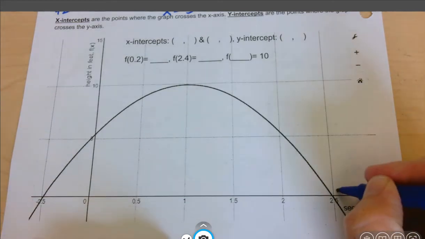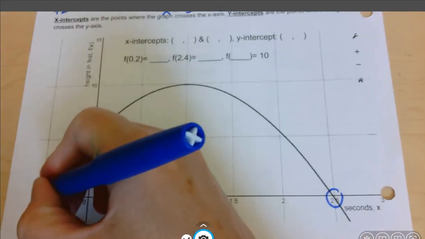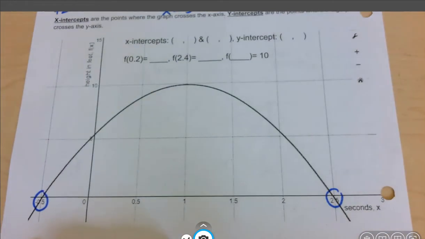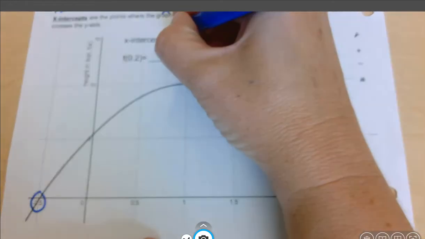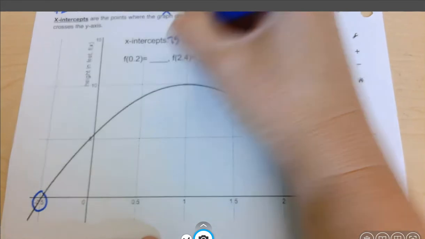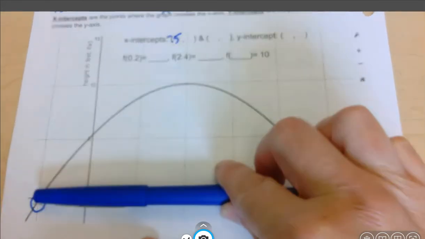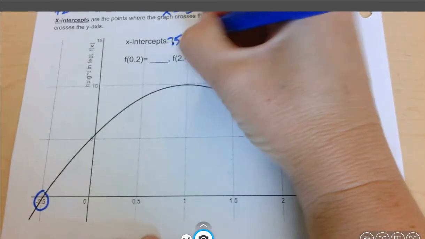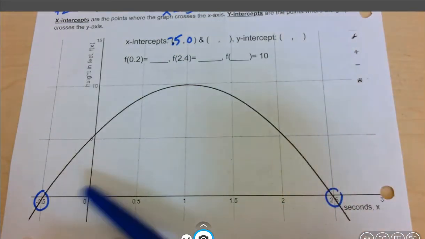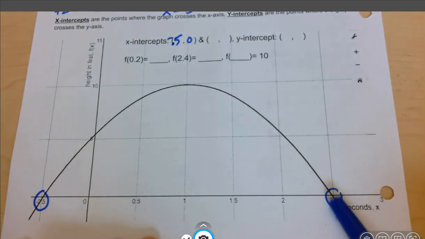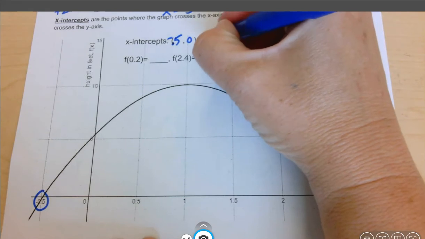So here are my x-intercepts, here and here. And you want to write them as ordered pairs. So the x is negative 0.5, but then the y is the height of the point, which is 0. So negative 0.5, 0, and then this one here, 2.5, and again, 0.